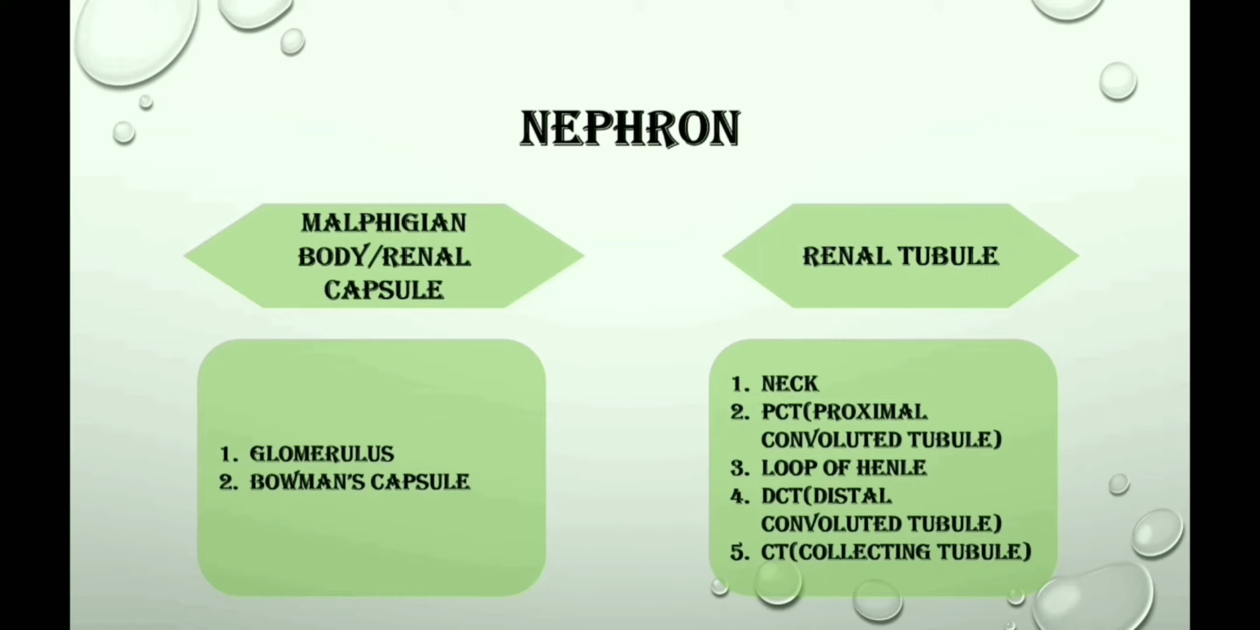So these are the total parts present in each nephron: Malpighian body and renal tubule. Malpighian body consists of glomerulus and Bowman's capsule. Bowman's capsule is in continuation with renal tubule and connected to PCT through neck. PCT then continues into loop of Henle. Loop of Henle is connected to DCT. DCT is connected to collecting tubule.